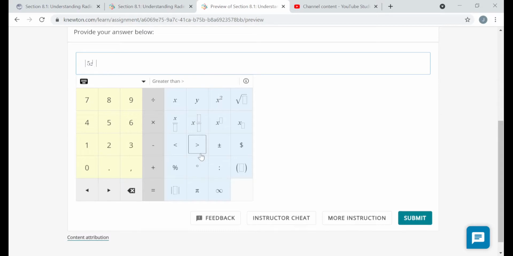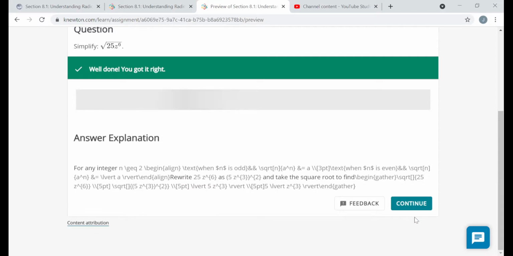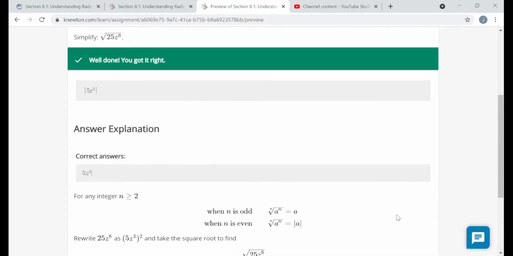Now you could also pull that positive 5 out, make it 5 times the absolute value of z cubed. You could also make it 5z squared times the absolute value of z, because 5z squared would be positive no matter what you plug in for z, but I'm not going to get into all that. I'll just put the absolute value around 5z cubed, and that's fine.